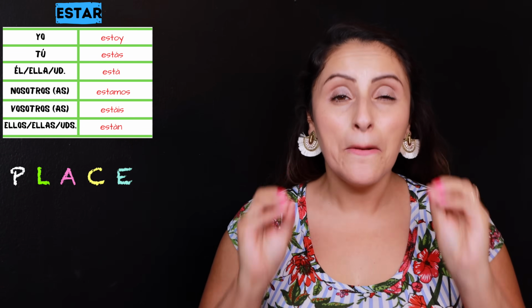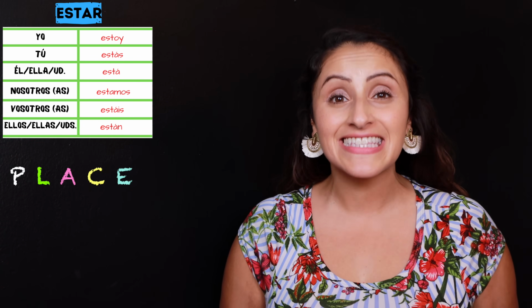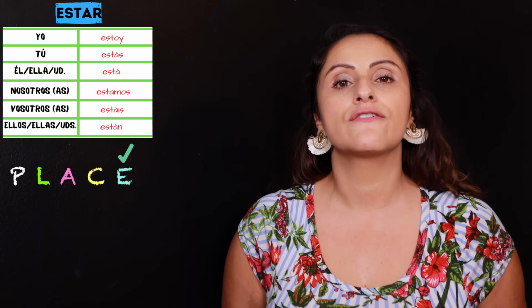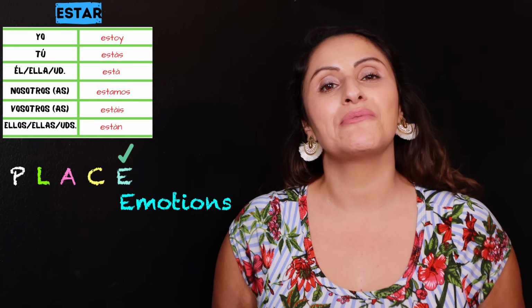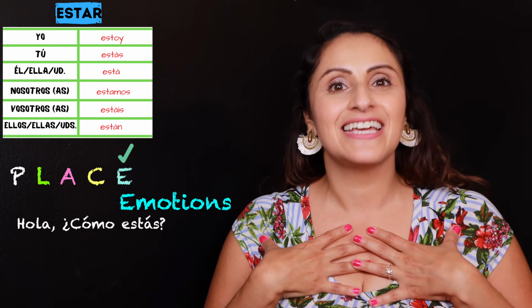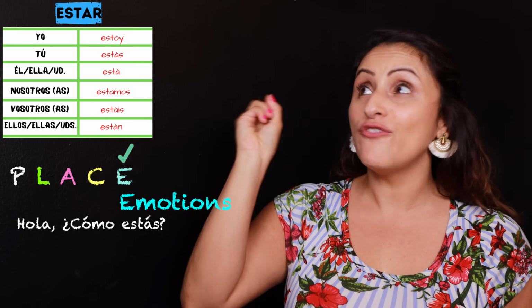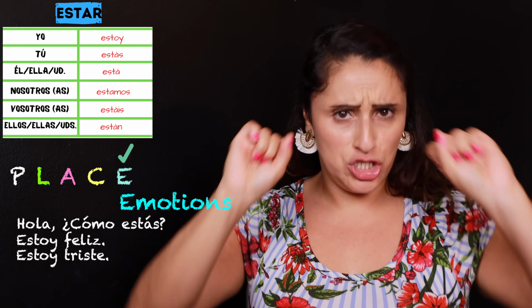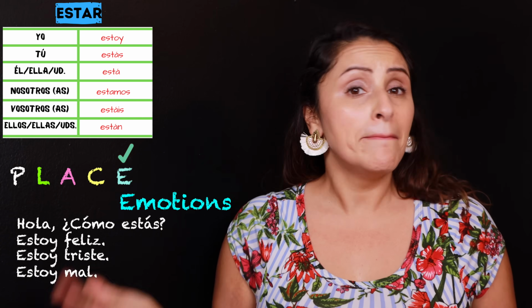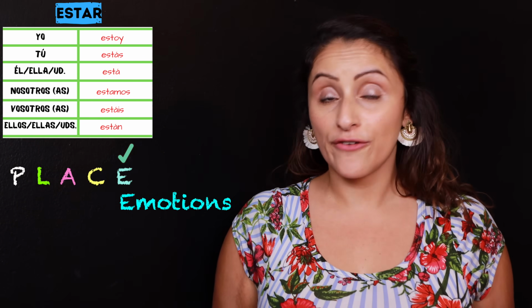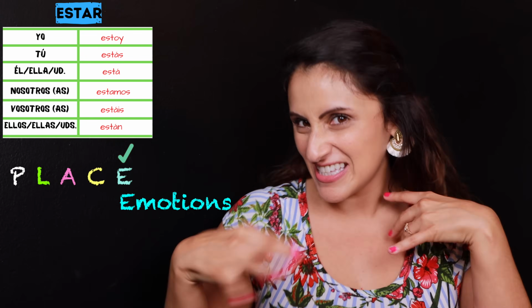And finally, to make sure that you understand and remember that E in place stands for emotions. That's why I will ask you, hola, ¿cómo estás? I'm asking how are you feeling? And therefore, we use the verb estar. Estoy feliz, estoy triste, estoy mal, estoy contenta. Whatever emotion you're feeling, when it comes to emotions and feelings, we're going to use the verb estar.